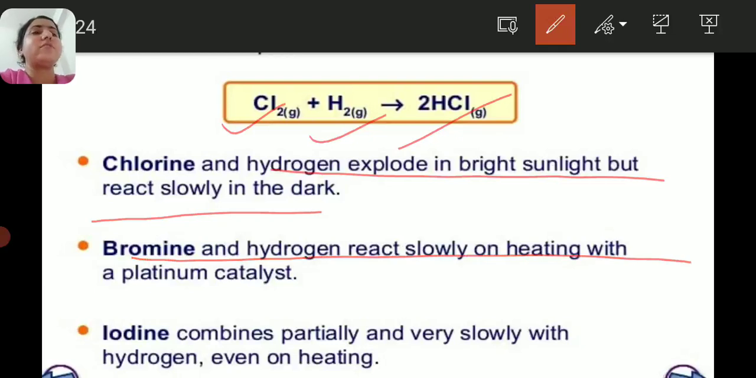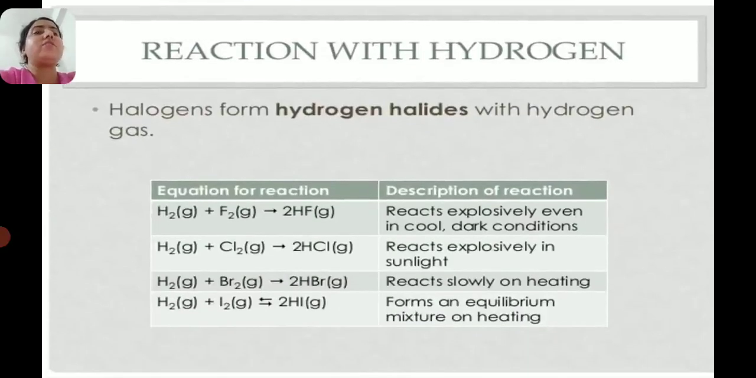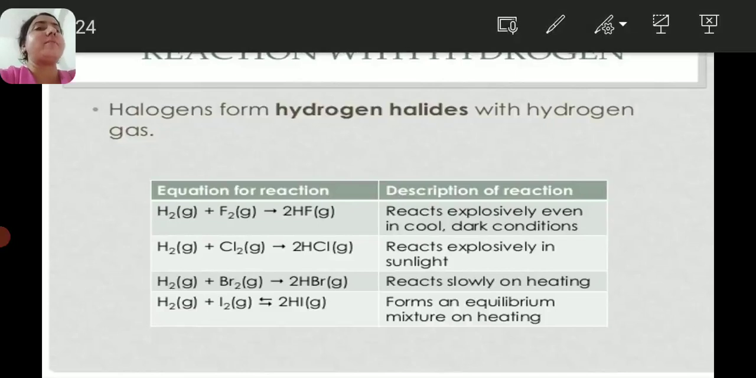Bromine and hydrogen react slowly on heating with a platinum catalyst. Iodine combines partially and very slowly with hydrogen even on heating. So you can see how halides are formed. Halogens, that is nonmetals, form hydrogen halides with hydrogen gas.